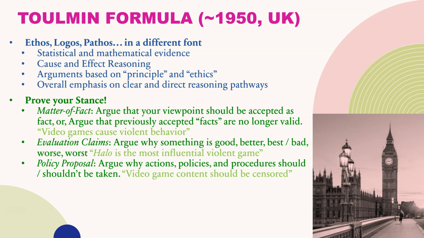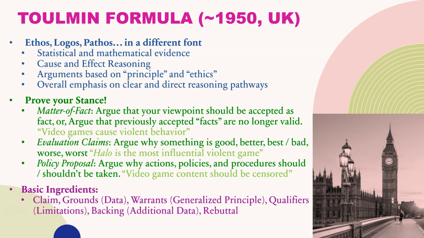And the other ingredient that's really common in these kinds of Toulmin formulas is proposing change. So proposing some kind of policies, procedures, or actions, either saying what we should do or shouldn't do. For example, saying video game content should be censored would be how we would approach this kind of topic. In the next slide, we're going to dig deeper into the basic ingredients.